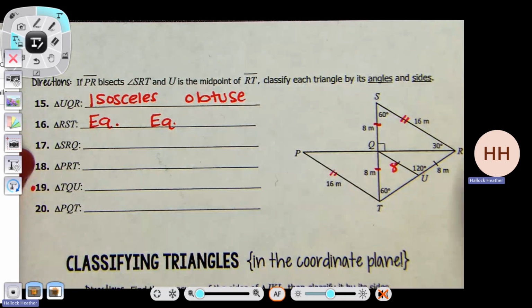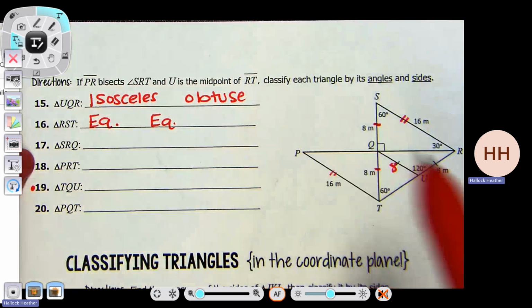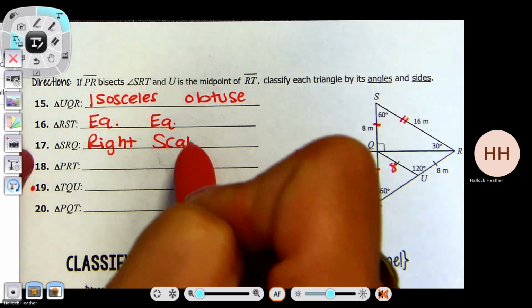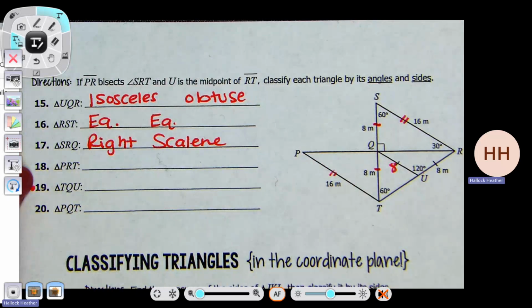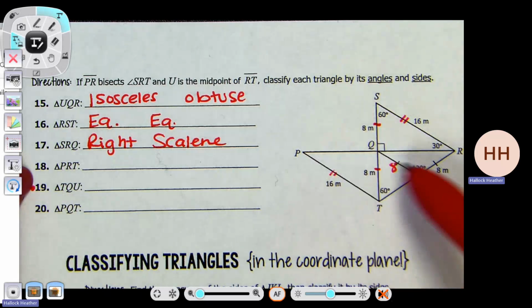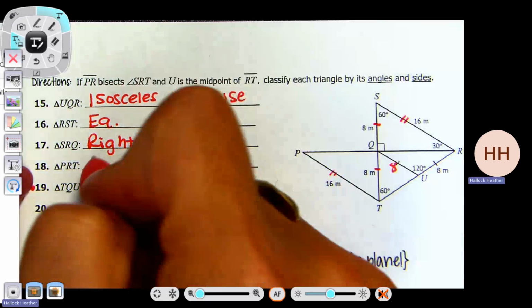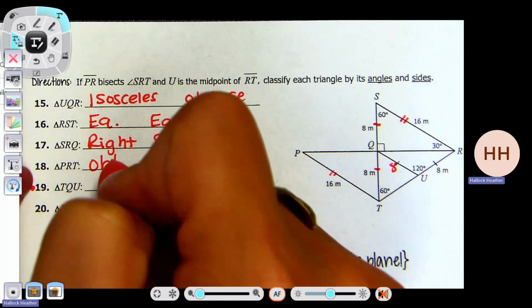17 is SRQ. Right and scalene. 18 is PRT. Obtuse and isosceles.